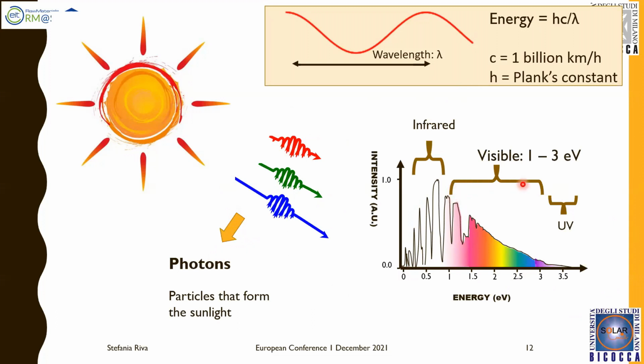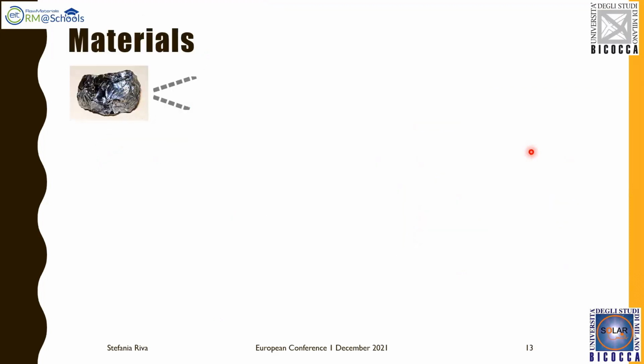And as you can see, there is a large part of the spectrum that is in the visible light, and the energy of the visible light is between 1 and 3 electron volts. In order to exploit such energy, we need some materials that have the proper properties. And in this case, this is the silicon.